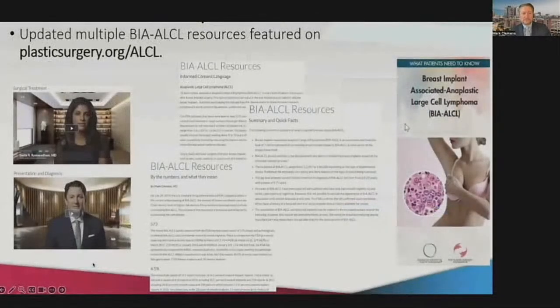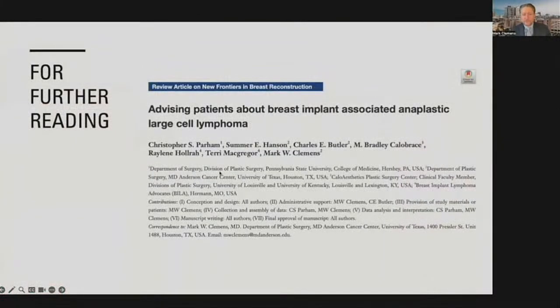For additional information, I would turn you to the American Society of Plastic Surgeons, which has a number of different resources, from informed consent language to understanding data about ALCL. There's a number of different resources for both surgeons as well as patients on this website. Also, for further reading, we've written this paper a couple of years ago, also written with patient advocates trying to answer their most common questions. It's entitled Advising Patients About Breast Implant-Associated Anaplastic Large Cell Lymphoma.